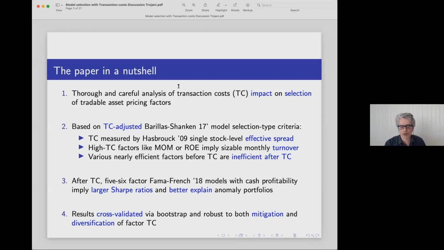Additionally, they have a couple of important exercises where they show that even if you try to mitigate cost in the trading of factors, this doesn't really change the results. Similarly, if you incorporate the fact that with transaction costs, when you start combining factors, you can diversify cost across assets, this again doesn't really change the results.